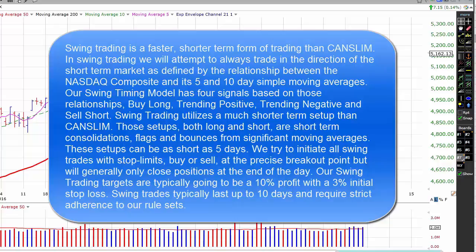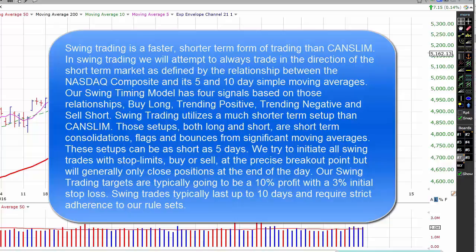Swing trading utilizes a much shorter term setup than CanSlim. Those setups, both long and short, are short-term consolidations, flags, and bounces from significant moving averages. These setups can be as short as 5 days.